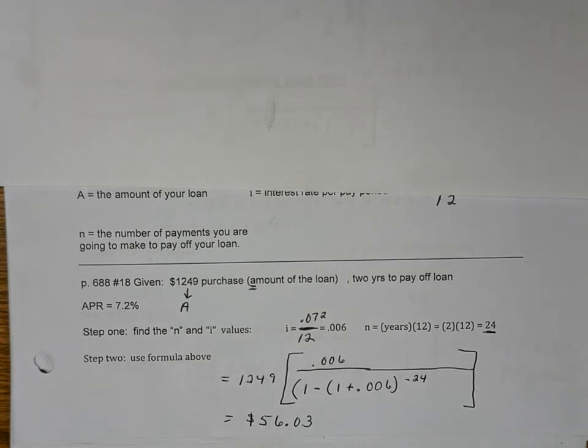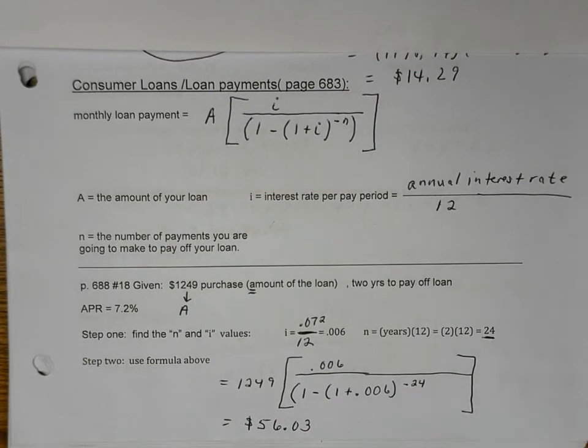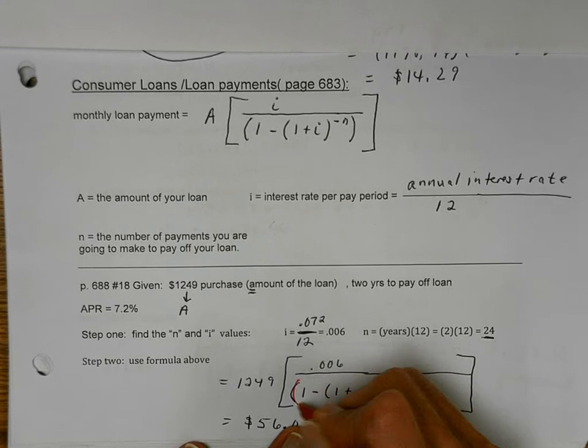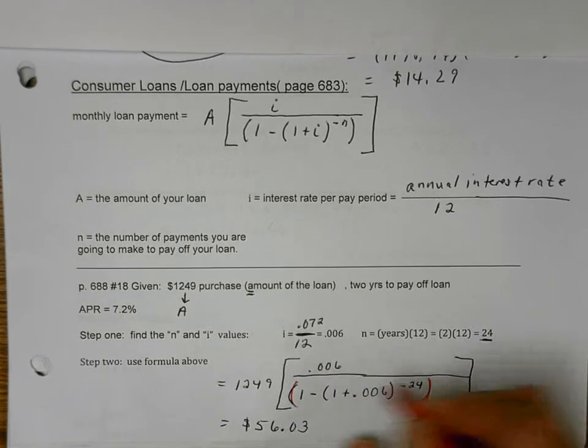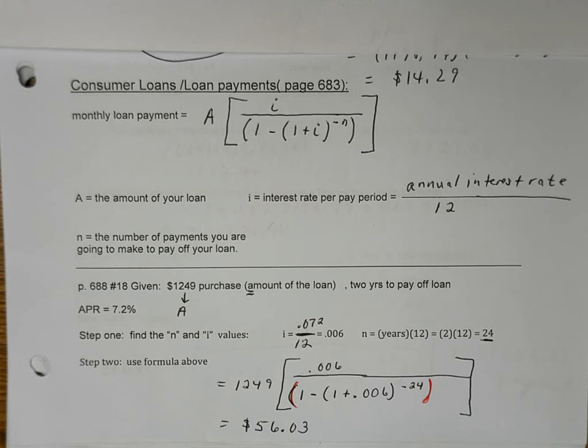Now, folks, please, please, please be careful. Oops, I see a mistake here. I forgot this. Here's what I would do to make this problem easy to put in your calculator, okay? All right. Let's just put this in our calculator right now, okay? We've got 1 minus left parenthesis, 1 plus 0.006, close your parenthesis, raise that to the negative 24th and hit equals.